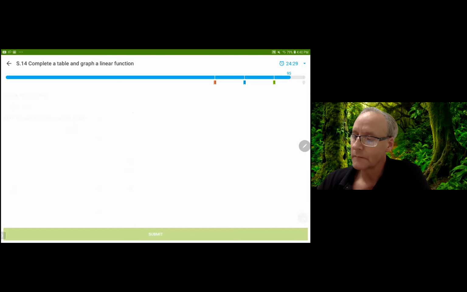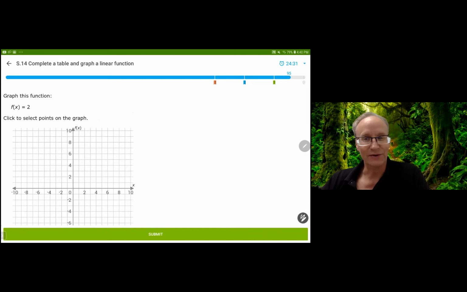F of x equals 2. I hope you all know what it looks like. It's going to be where y is always 2. Nice, easy one.